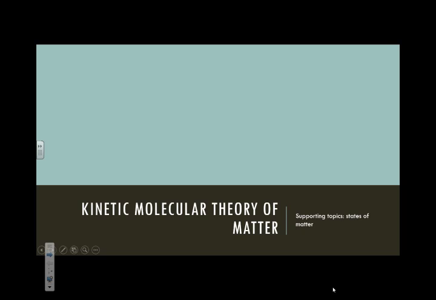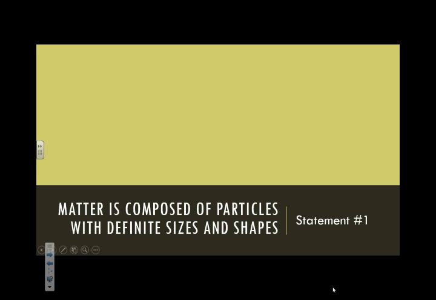This video explores the kinetic molecular theory of matter, and the supporting topics would be states of matter, so knowing what a liquid is and what a solid is and what a gas is. The kinetic molecular theory of matter is pretty much a set of statements, and the first statement is that matter is composed of particles with definite sizes and shapes.